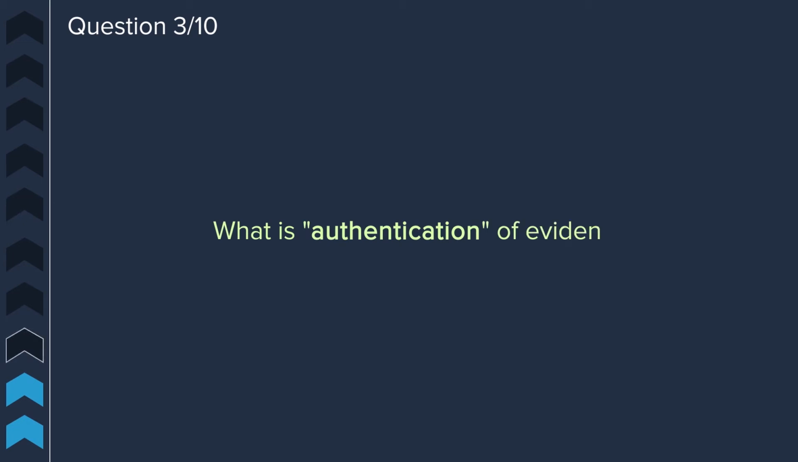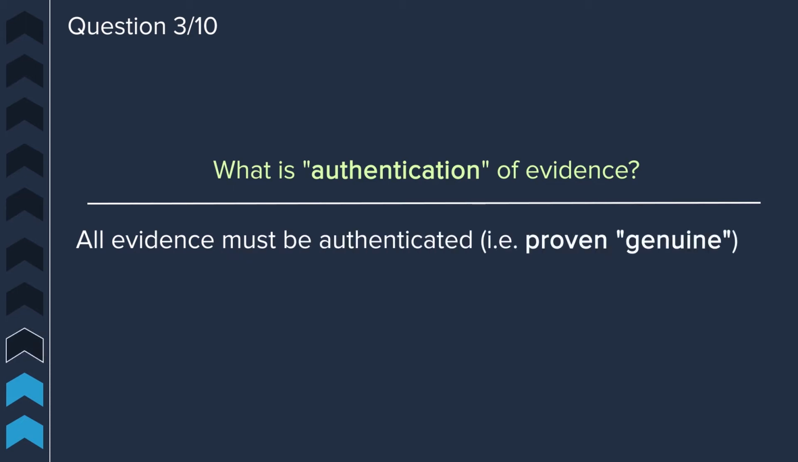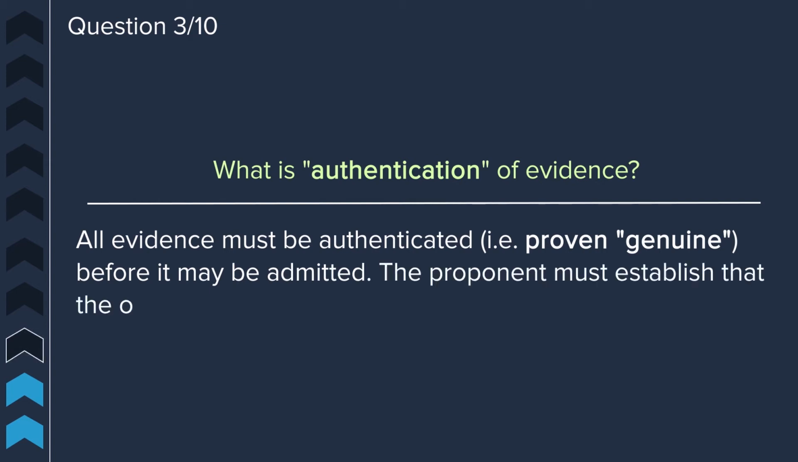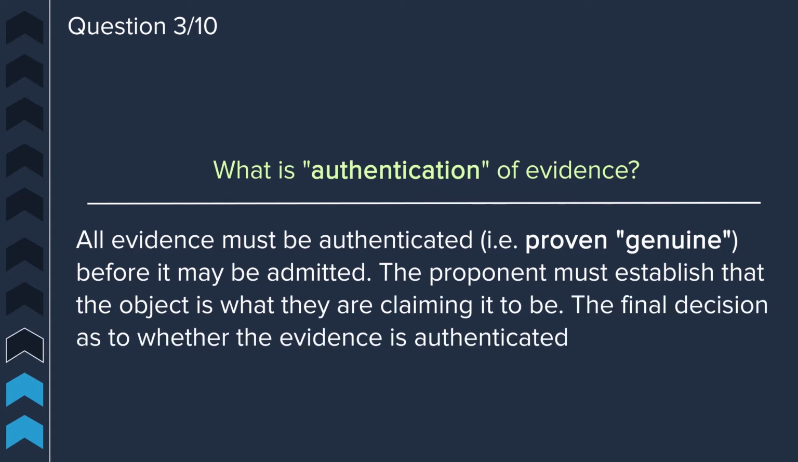Question 3. What is authentication of evidence? All evidence must be authenticated, in other words, proven genuine, before it may be admitted. The proponent must establish that the object is what they are claiming it to be, and the final decision as to whether the evidence is authenticated rests with the jury.